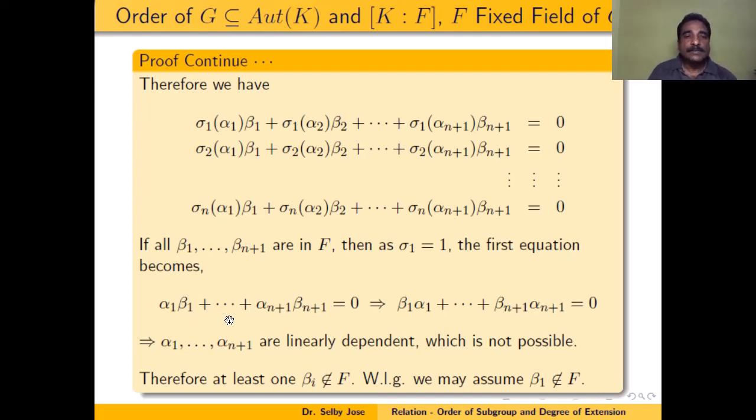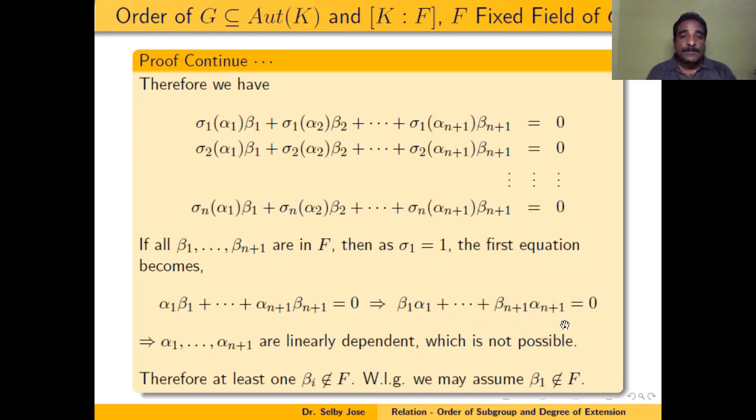So this equation we can write as beta 1 alpha 1 plus etc. plus beta n plus 1 alpha n plus 1 is equal to 0. But you know that beta 1, beta 2, etc., beta n plus 1 is a non-zero solution of the system. That means the sum of the betas is not equal to 0. So here we are getting a linear combination of alpha 1 etc. alpha n plus 1 with the sum of the coefficients not equal to 0.